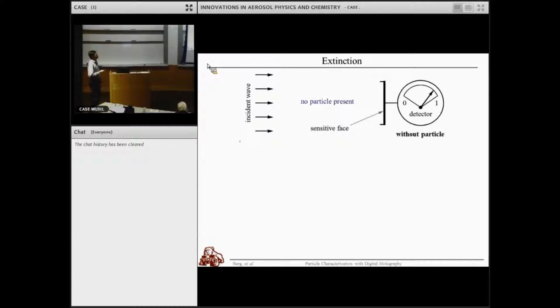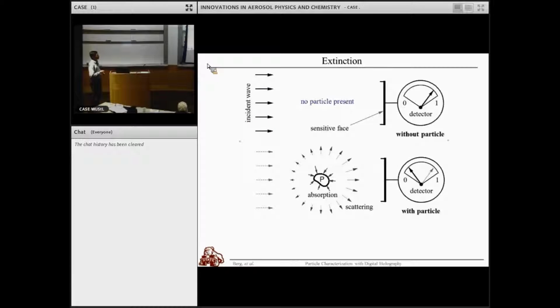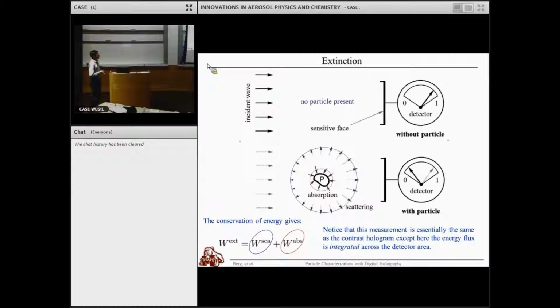Suppose we've got a two-dimensional detector again, something like a CCD detector here, and it's facing an incident collimated beam, and there's no particle present. So the detector then is just going to measure an integrated total amount of power that it receives, and so some number on the dial here. Well, but if I put a particle in the way, we know we're going to get absorption, and we're going to get scattering to varying extents, and this is going to cause extinction and reduce the amount of power reaching the detector. Okay, this is the basic idea behind extinction, and of course we can calculate how much power is scattered, how much is absorbed. The sum of the two then gives us the power extinguished by the particle.